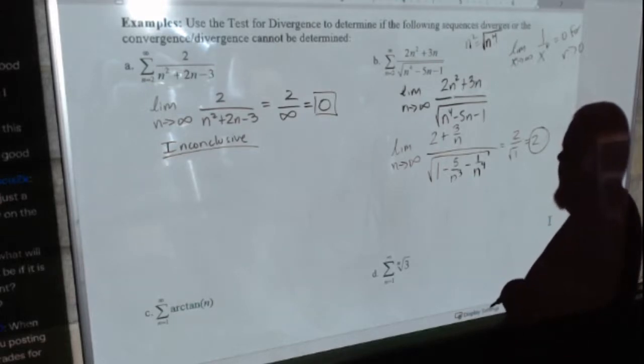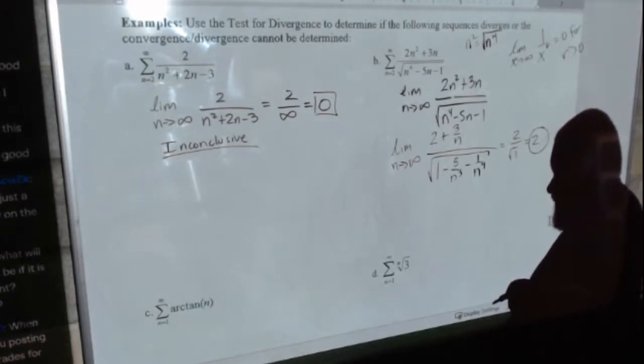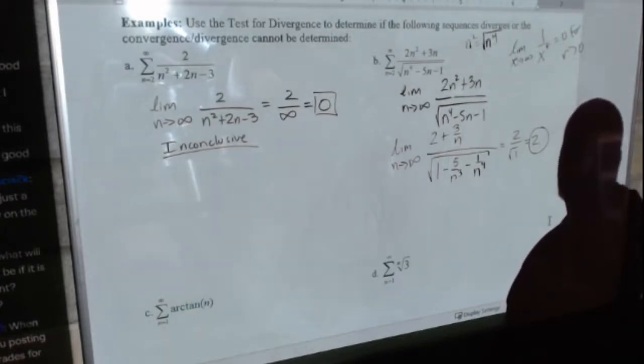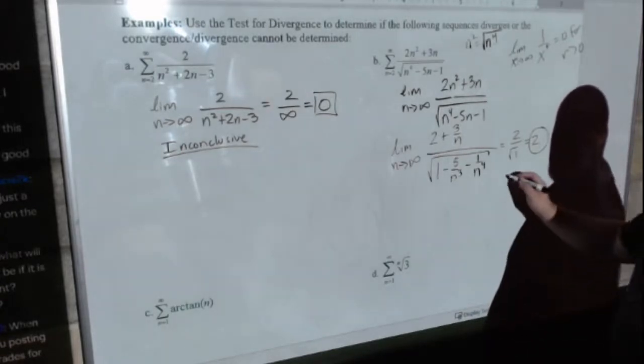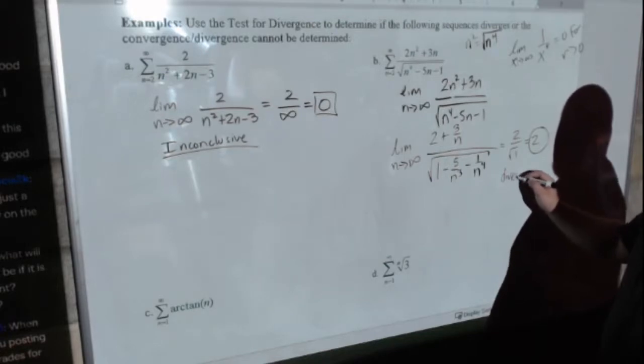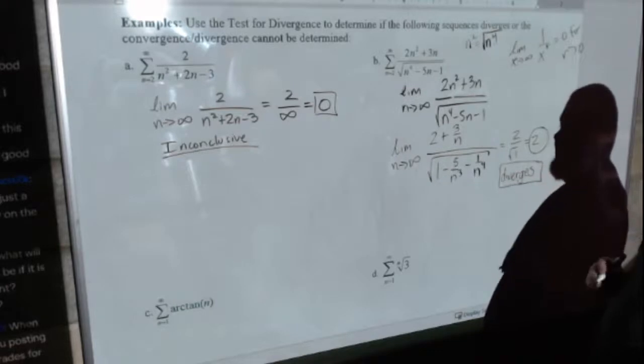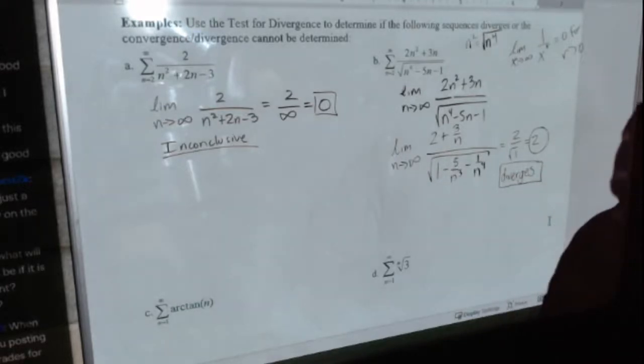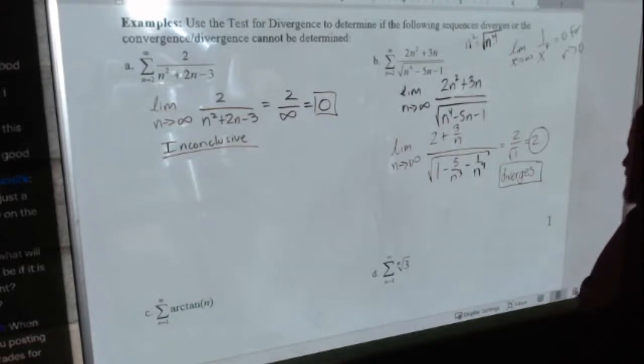So this time I got something that was non-zero. I got 2 out of it. That means I can say that this is a divergent series, or it diverges. So by the test for divergence, this series diverges. So I'm going to keep rolling along. If you have questions, post them up here and I'll answer them.